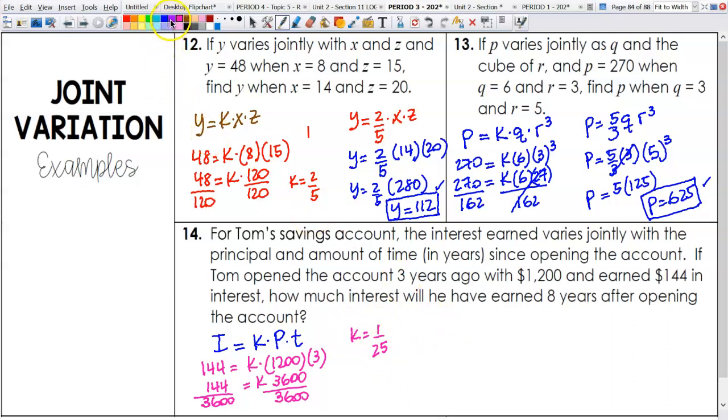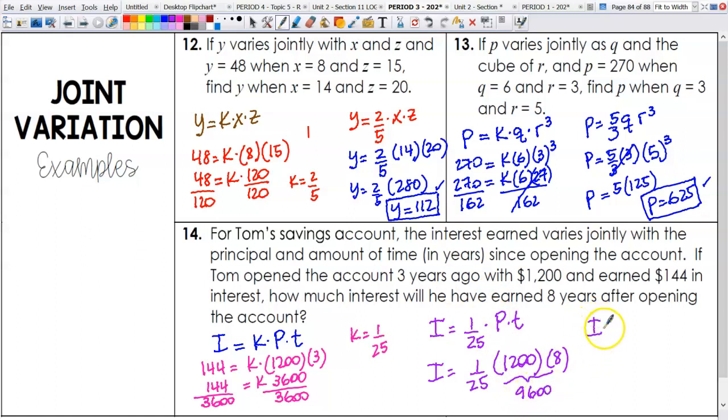So, okay, I will rewrite the formula. Interest equals 1/25 times the principal times the time. We are looking to say how much interest, right? The principal is the same, 1200, but now the time is 8. So 8 times 1200 is 9600.